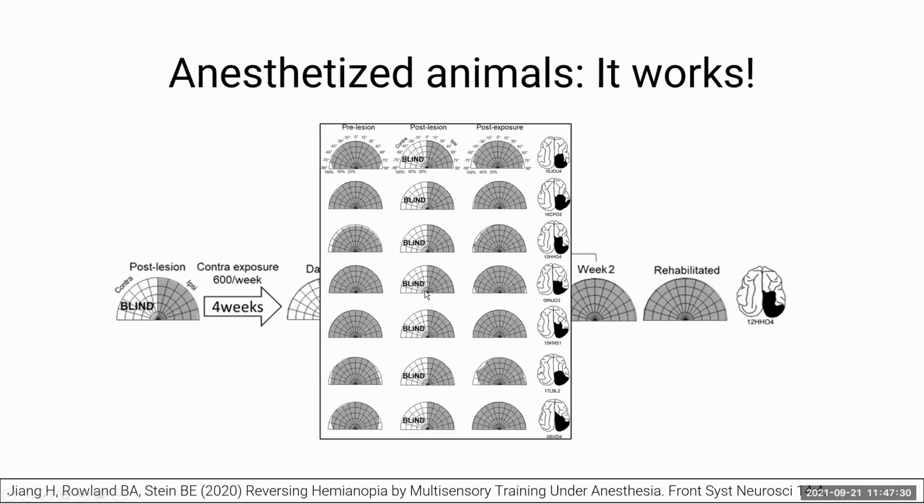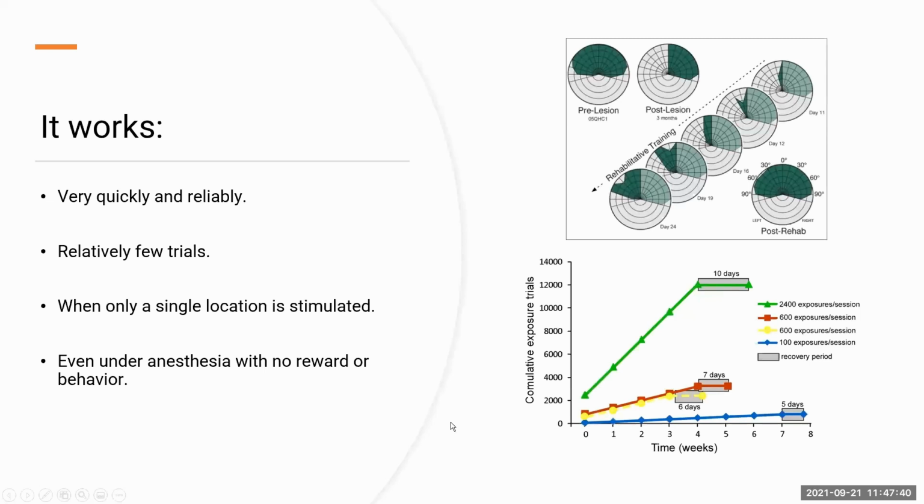And we've done this in quite a few animals, and it works very reliably. These are data from several animals, and you can see very similar results in each one of them. So this paradigm works very quickly and reliably. It works with, relatively speaking, few trials. It works even if you're only stimulating at a single location, and it works even under anesthesia, even when the animal's not behaving and the stimuli are not associated with reward or anything like that. So the constraints of this appear very similar to the constraints of the sensory training paradigm that was used before with the dark grid and the noise grid animals.